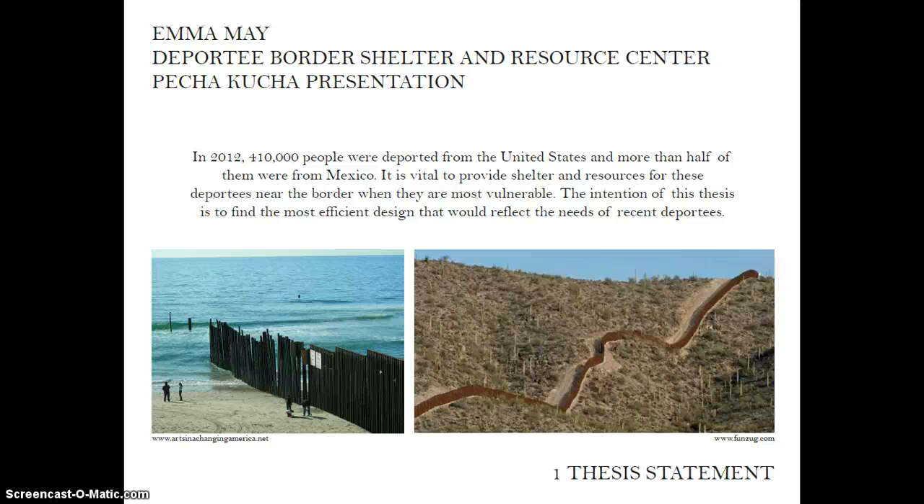In 2012, 410,000 people were deported from the United States, and more than half of them were from Mexico. It is vital to provide shelter and resources for deportees near the border when they are most vulnerable. The intention of this thesis is to find the most efficient design that would reflect the needs of recent deportees. To address complex issues like immigration, we have to look at the root causes such as poverty, war, and human rights abuses abroad.